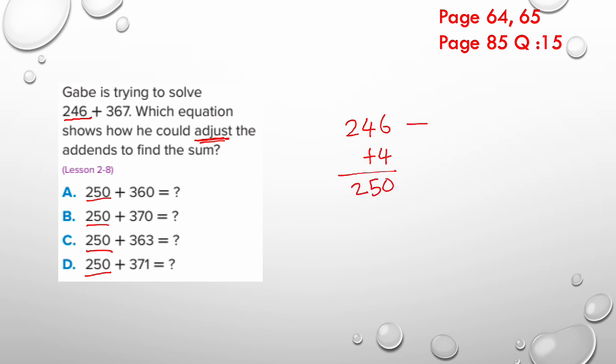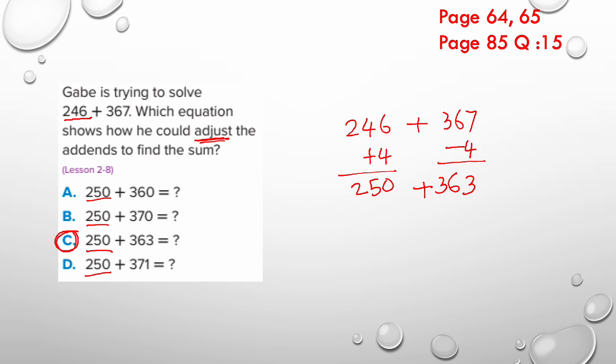That means plus 367. Since we added plus 4 here, you need to subtract 4 from the next number. That is very important. What number is added to the first number must be subtracted from the second addend. Okay. So 367 minus 4, 7 minus 4 is 3, and this will be 6 here, 3. So the question will be 250 plus 363. C is the correct option.